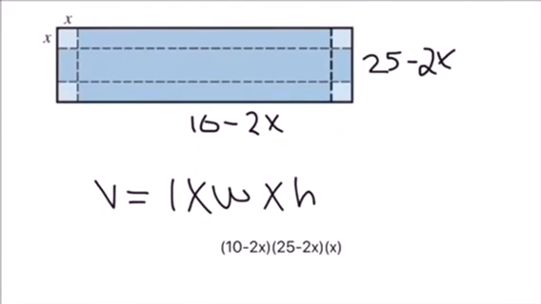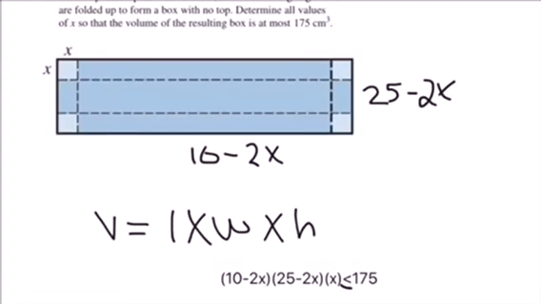So we're setting the values. The length is 10 minus 2x multiplied by the width, which is 25 minus 2x, multiplied by the height, which is x. The last part of the question says, determine all values of x so that the volume of the resulting box is at most 175 centimeters cubed. So we're going to set the equation that we just made to less than or equal to 175 centimeters cubed.